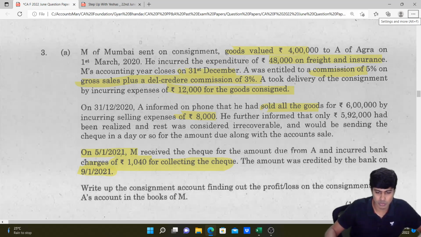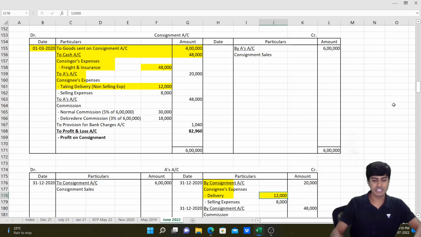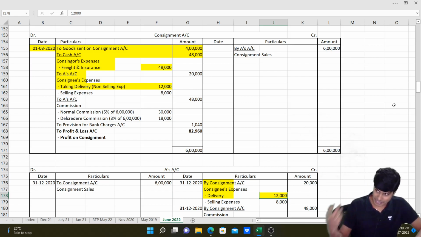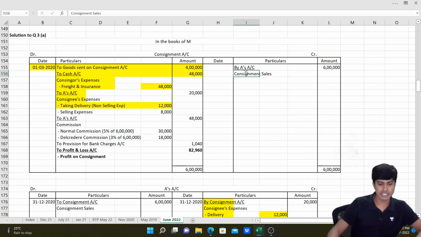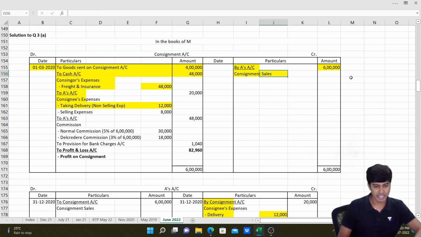Then what do we have? He has sold all the goods for rupees 6 lakh. So 6 lakh is the sale value of the goods. 6 lakh will become sales for which we have to receive money from our consignee. The entry will be consignee account debit to consignment, or A account debit to consignment. So in my consignment account on the credit, I'll write by A's account or consignment sales 6 lakh.